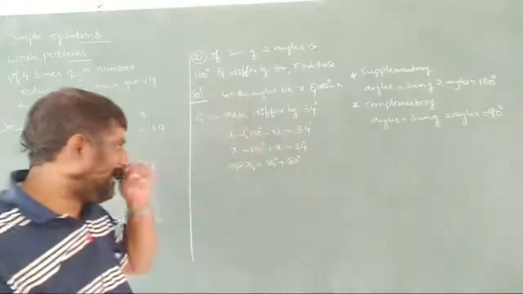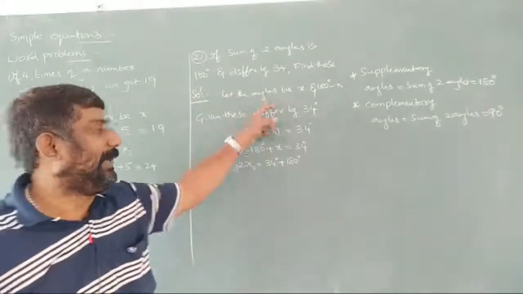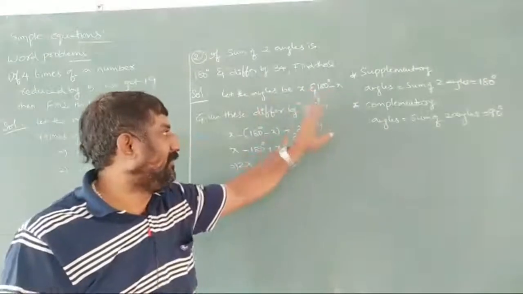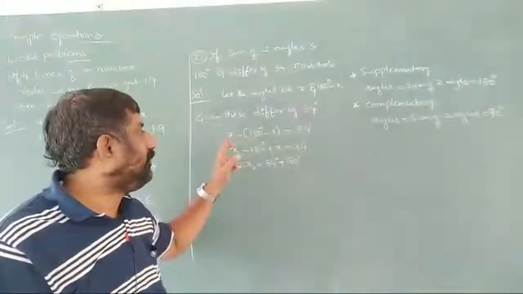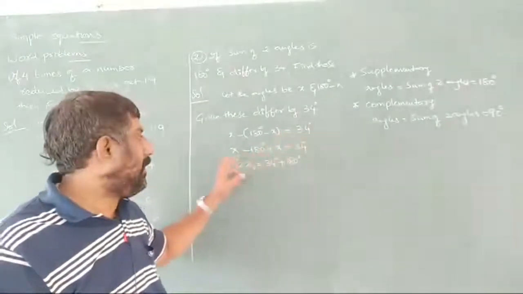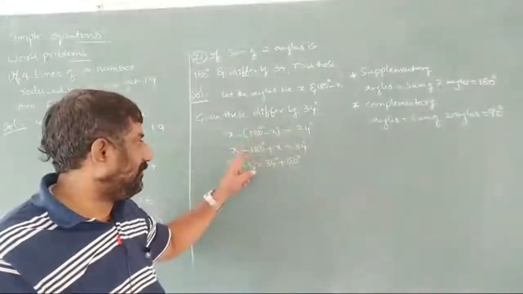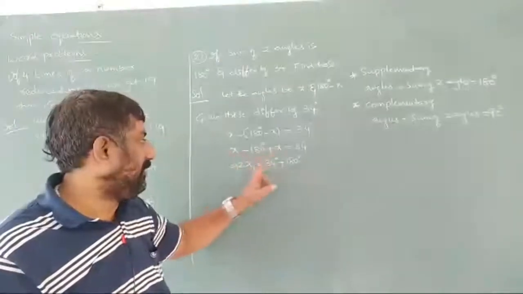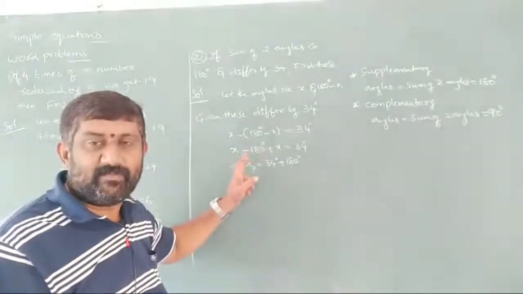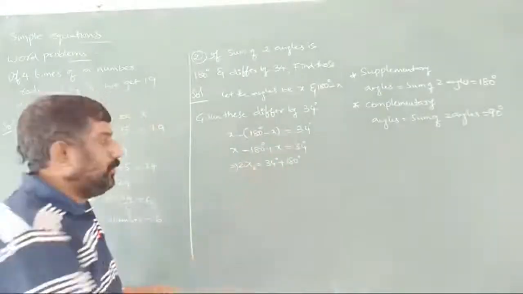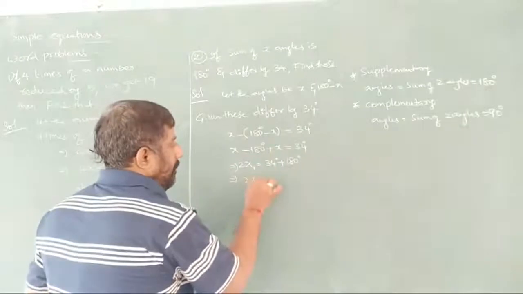Okay. So two angles we are taking, x and 180 minus x, differ by 34. So x minus of 180 minus x is equal to 34. This minus into 180 is minus 180, minus into minus becomes plus x. How many x do we have here? 2x. Transposing this minus 180 to that side, it becomes plus 180. So 2x is equal to, how much are you going to get now?